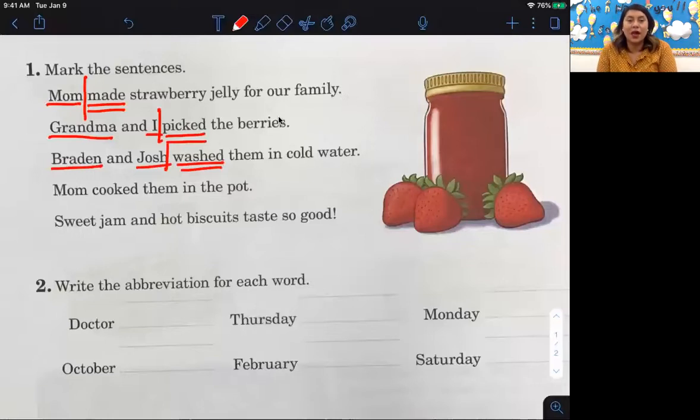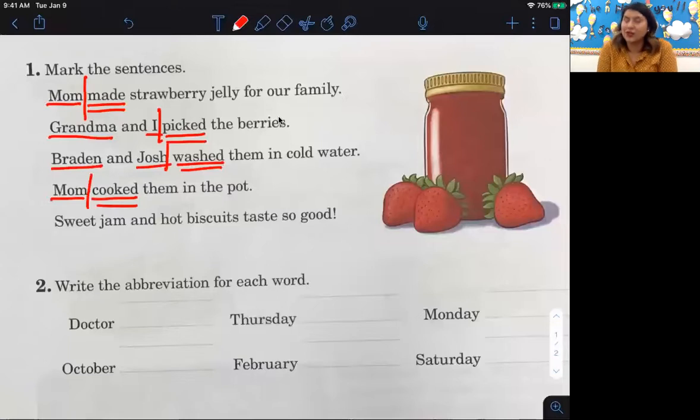Read it with me, friends. Mom cooked them in a pot. Who did the cooking? We'll draw our line between Mom and cooked. So who was it? The who or what is Mom. And what did she do? What did the who or what do? They cooked. So Mom cooked. Very good, friends. And the last one: sweet jam and hot biscuits taste so good.